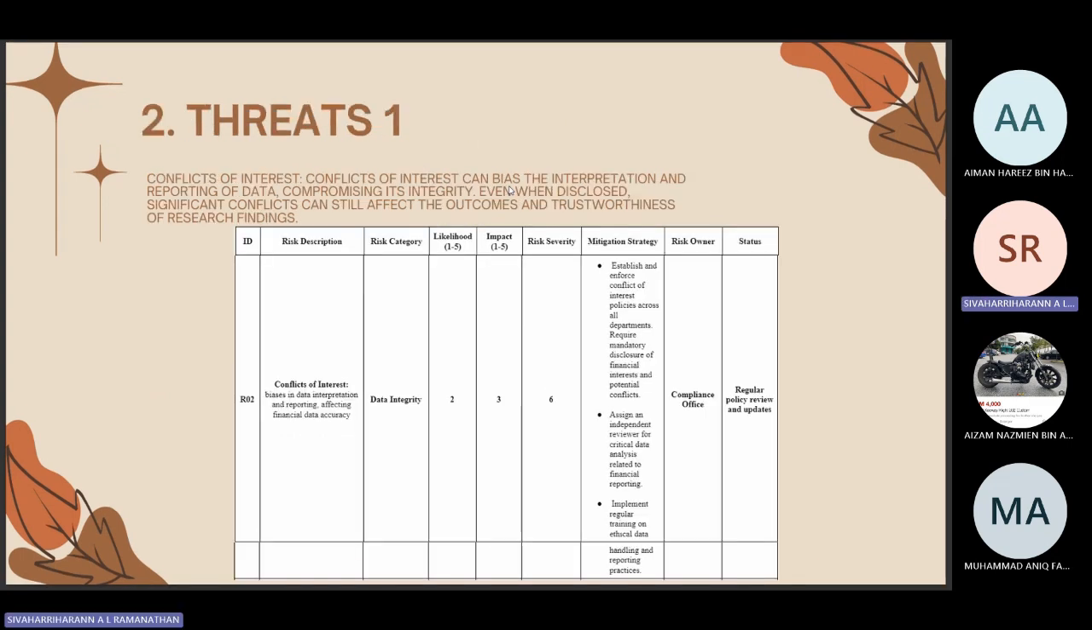So for the second part, which is threat, we will be talking about conflicts of interest, which are biases in data interpretation and reporting that can affect financial data accuracy. Mitigation includes conflict of interest policies, mandatory disclosure, independent reviews, and regular ethical training. So the risk category is data integrity, likelihood is 2, impact is 3, risk severity is 6. Risk owner is the compliance office, status is regular policy reviews and updates.